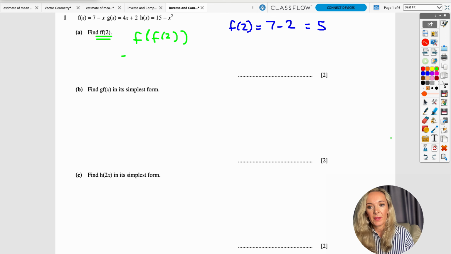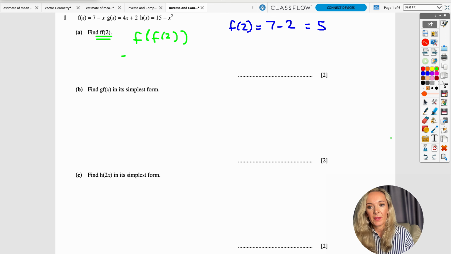So f of 5, and again, we do an f function. What does f function mean? It means 7 subtract whatever that x value is. In this case now the x value is 5. So 7 subtract 5 gives us our final answer of 2. Okay, all right, so first one done.